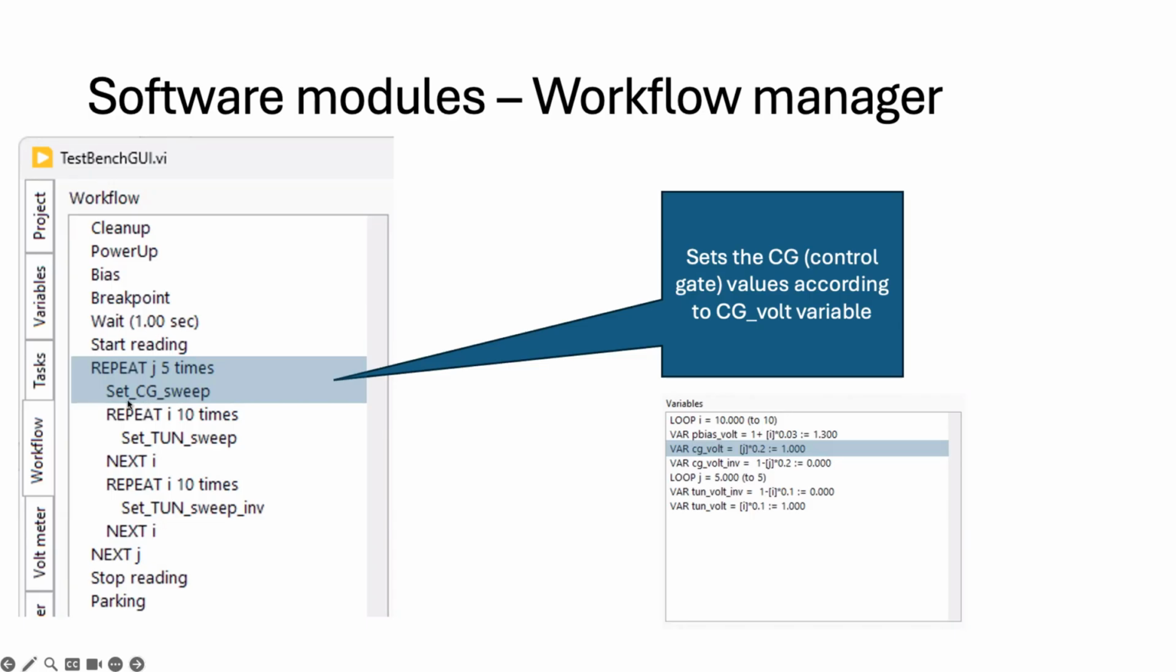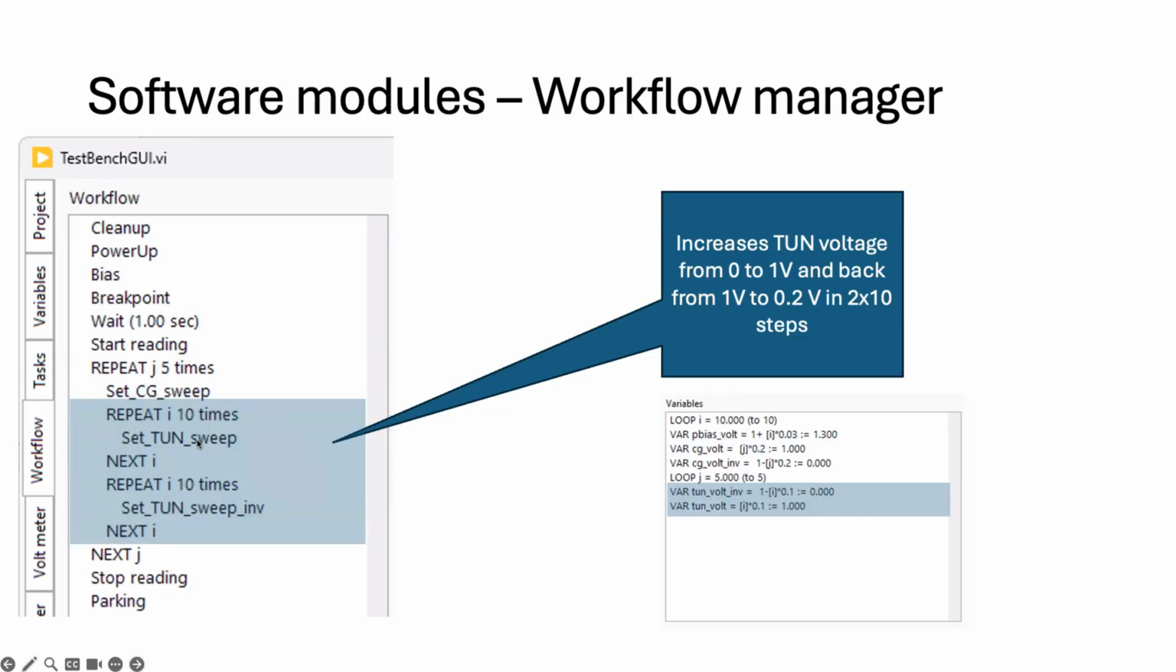As you can see, this loop contains the set CG sweep task. This will, in each loop iteration, increase the CG control gate voltage by 0.2 volts. You can see here why 0.2, because this CG volt variable is controlled by the G variable, and its value is 0.2 times the value of G. So it runs from 0 to 1 volt.